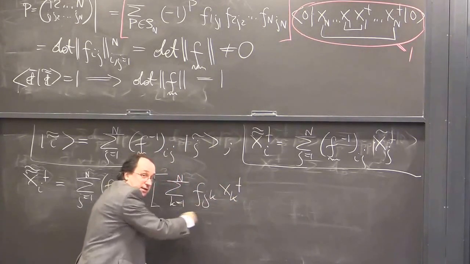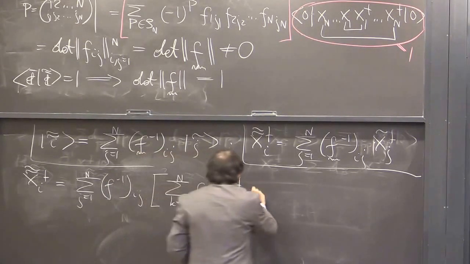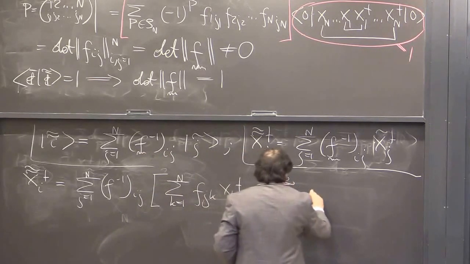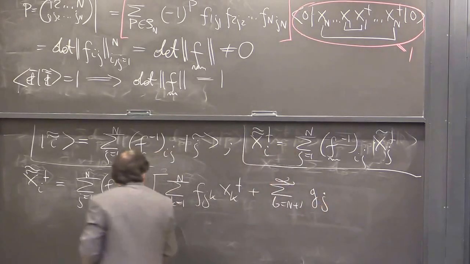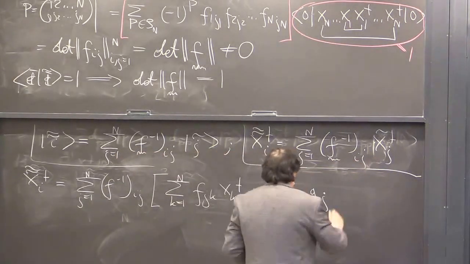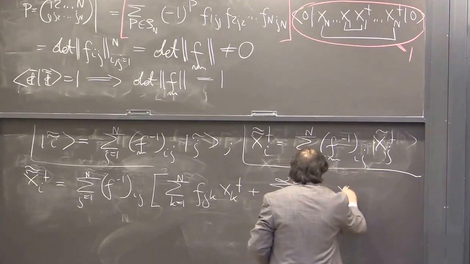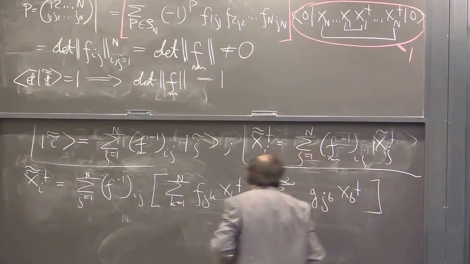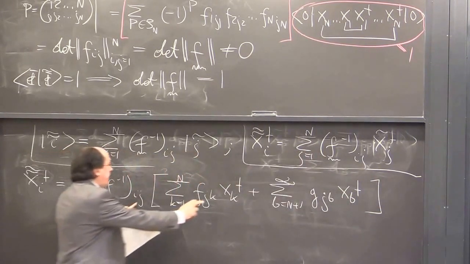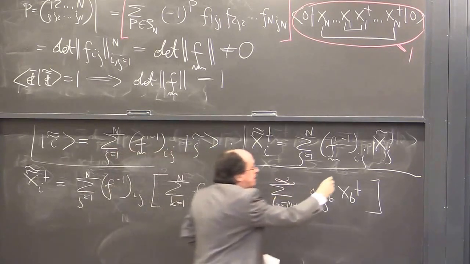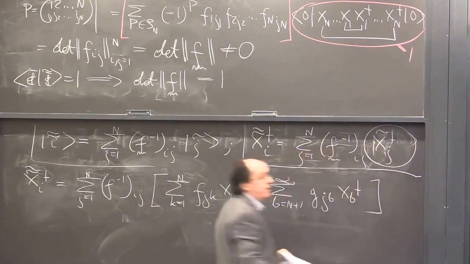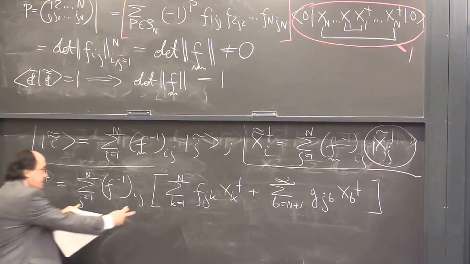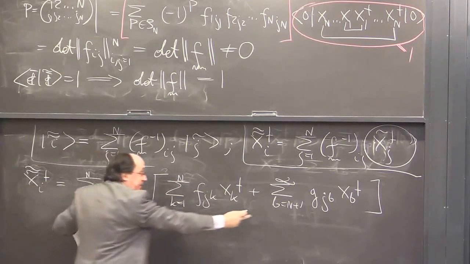So that's the f part. And then there is a summation over, let's call it b, from n plus 1 to infinity, of g j b x b dagger, because I'm talking about the x j dagger here. So what you see here in the square brackets is simply x j tilde dagger. Well, you can see I can split this expression into two parts, the summation over j k and the summation over j and b.